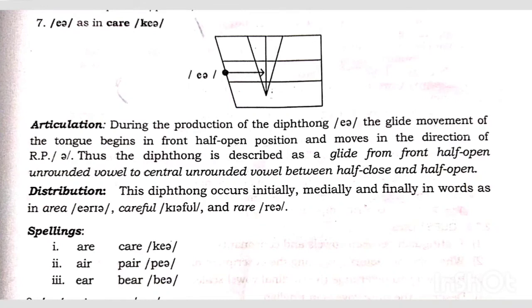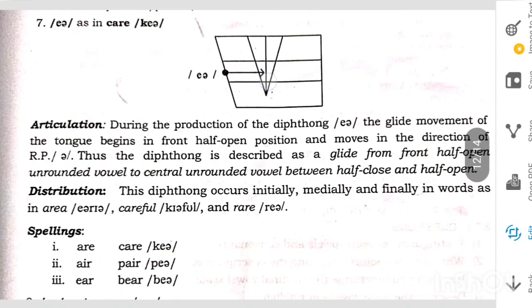Front half open position moves in the direction of RP a, a central position. The second element is in the central position. So it begins in the front half open position, between half open and half closed, and moves in the direction of RP a. Thus the diphthong is described as a glide from a front half open unrounded vowel to a central unrounded vowel, between half close and half open.